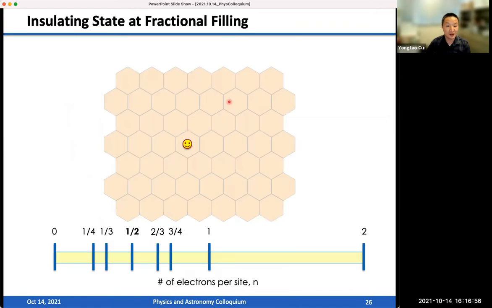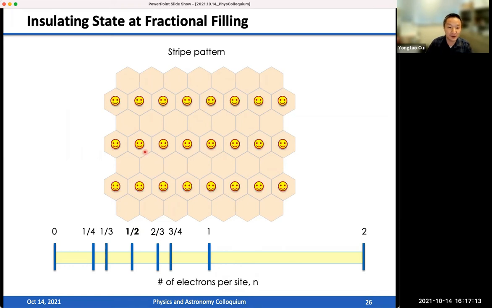What are the occupation patterns in real space? Well, let's analyze this case. For the 1/2, that means we fill it to 50%, so we put an electron in every other unit cell. A simple pattern to do that is to simply fill the rows of the lattice every other row. That will make sure that the average occupancy is precisely 50%. So that's basically a stripe pattern.